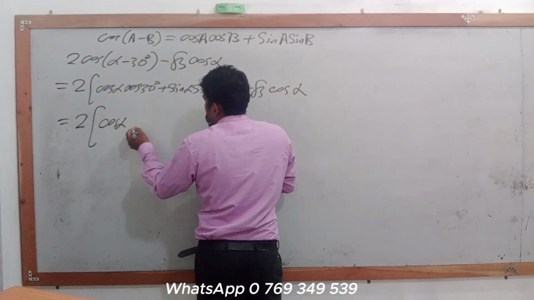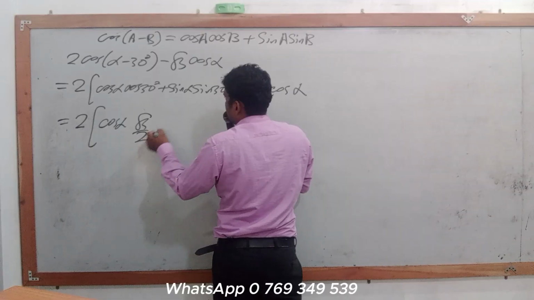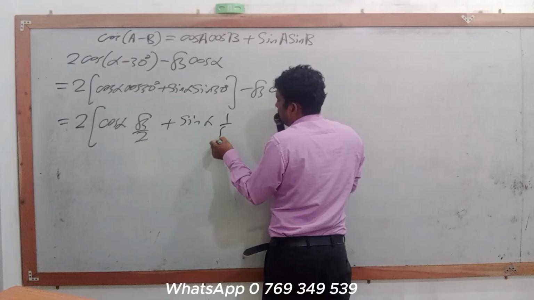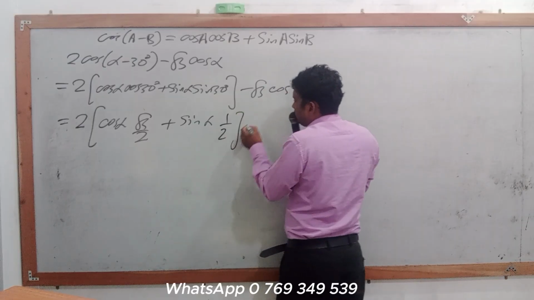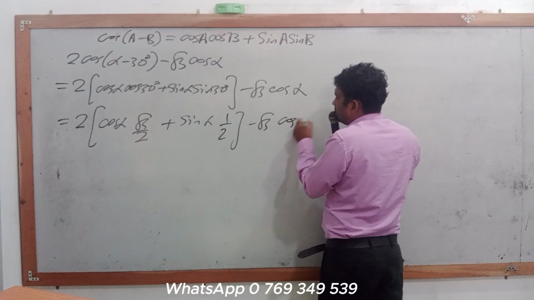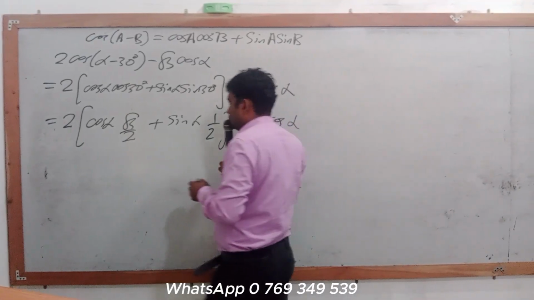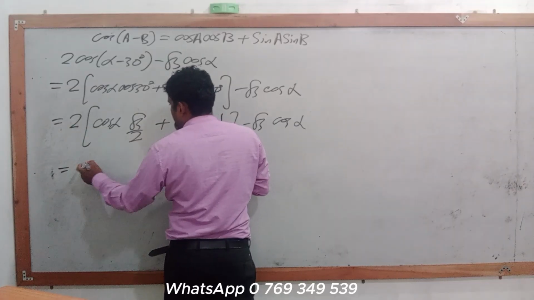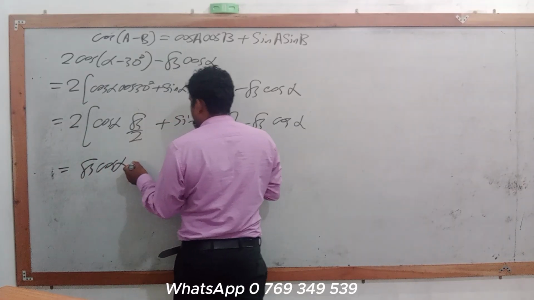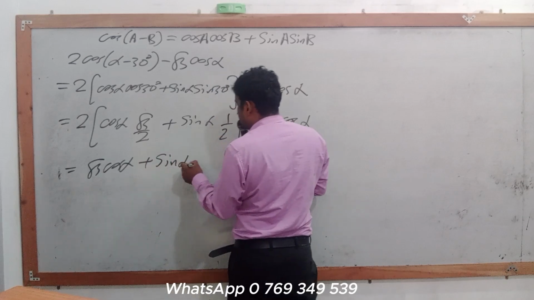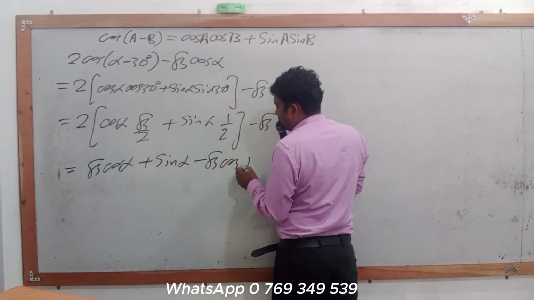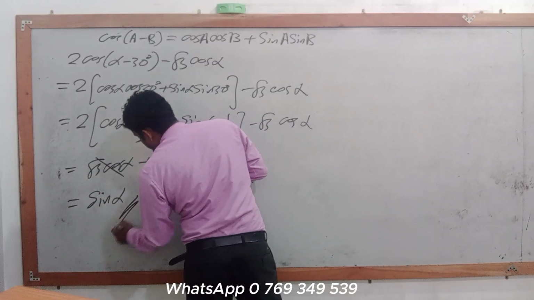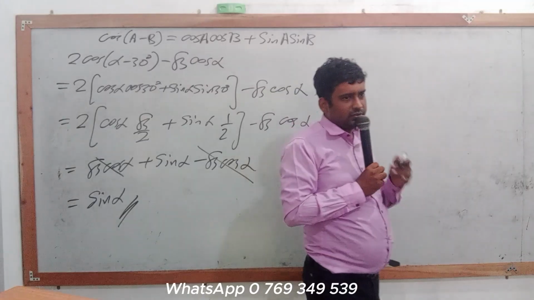2 times cos alpha, cos 30 is root 3 over 2, plus sin alpha, sin 30 is half, minus root 3 cos alpha. Multiplying 2 times 2, we get root 3 cos alpha plus sin alpha minus root 3 cos alpha. You can cut like this. The answer is sin alpha. That is the answer. Finish.